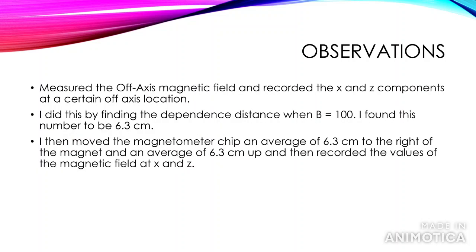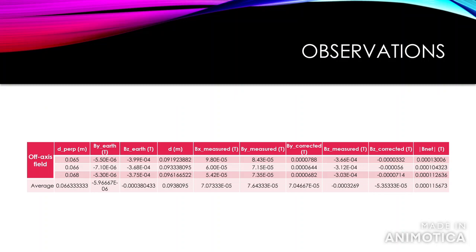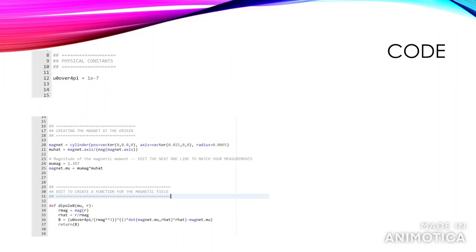Like I said, I measured the off-axis magnetic field and recorded the x and z components at a certain location, and that's basically all you need to know. I wrote down my observations here, and I created a code. Here I'm defining a few variables, I'm creating a magnet at the origin, and I'm creating a function that can calculate the magnetic field.